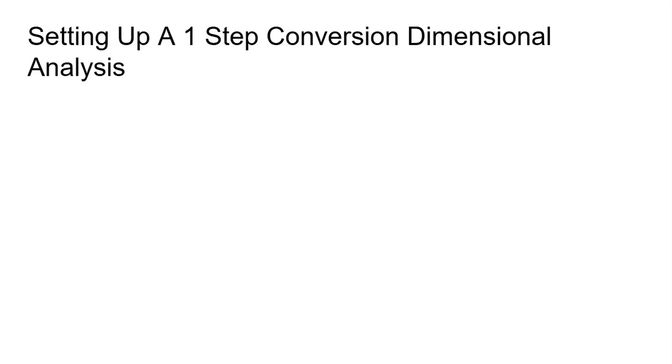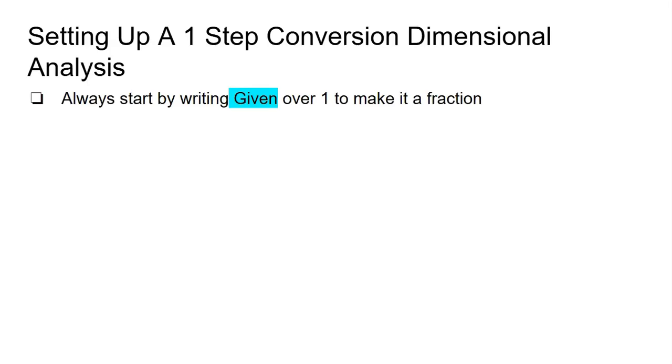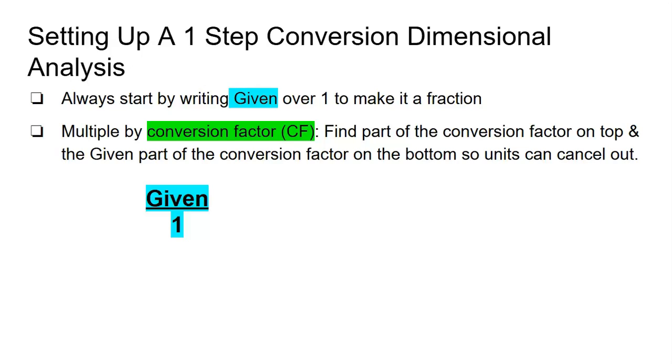So how does it work? The key to dimensional analysis is in the setup. You always start by writing your given over 1. And the reason why we write it over 1 is just to make it into a fraction. Then we're going to multiply our given fraction by our conversion factor.